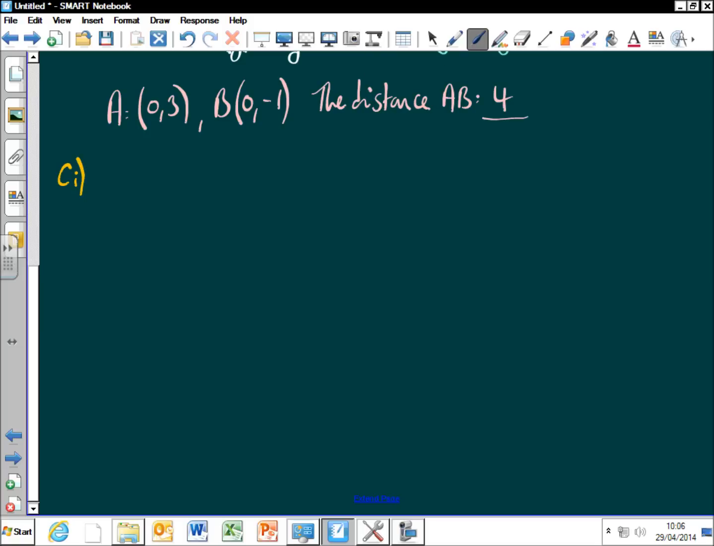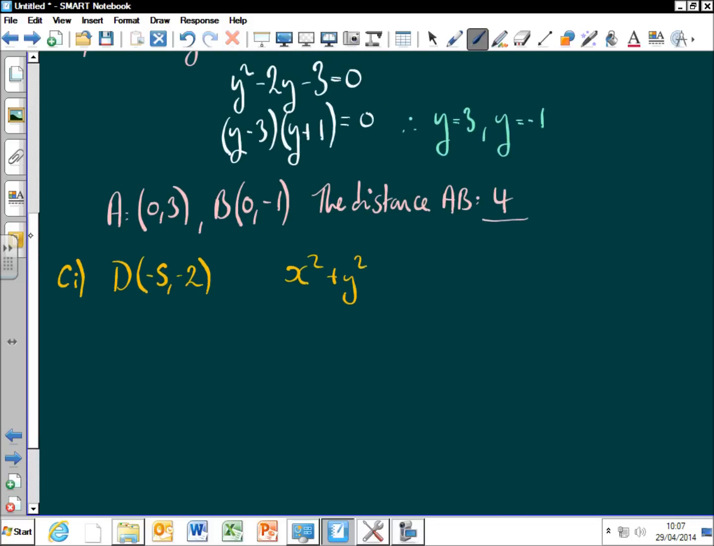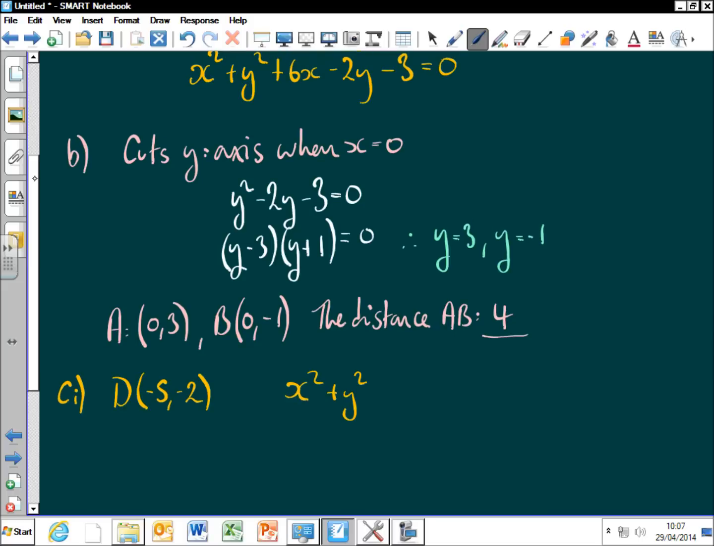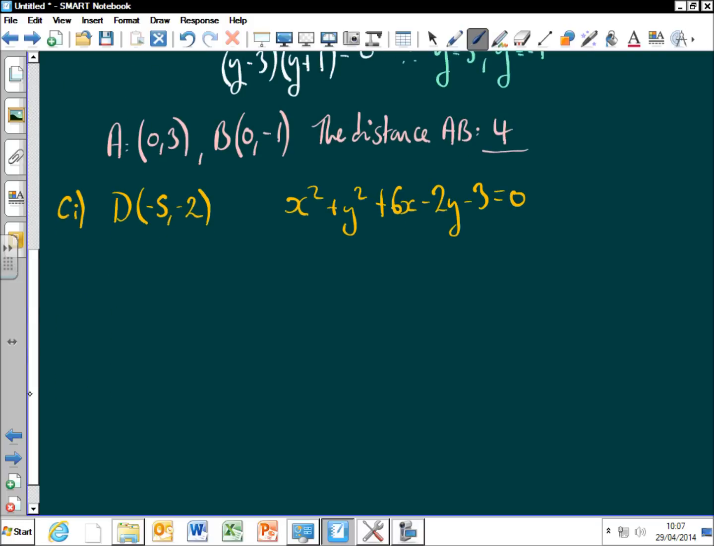We want to verify that D, this point D, let's write it down, lies on the circle. Okay, so all I need to do here is sub these coordinates into the equation. So the equation, again, I'll use the same one, x squared plus y squared plus 6x, take 2y, minus 3 equals 0. I'm going to sub in the x value and the y value, and hopefully it all goes to 0, and that will mean that it's on that curve.